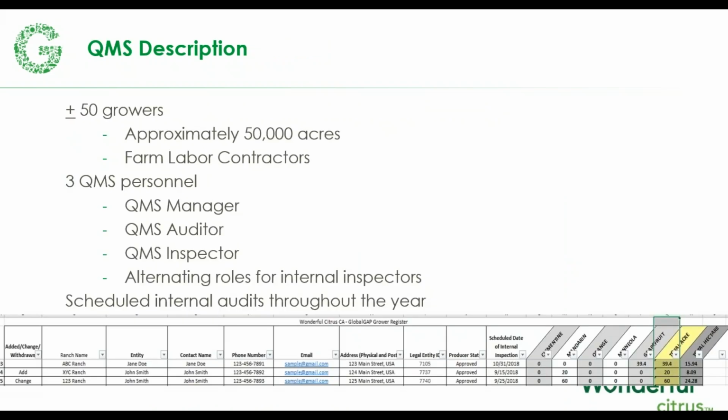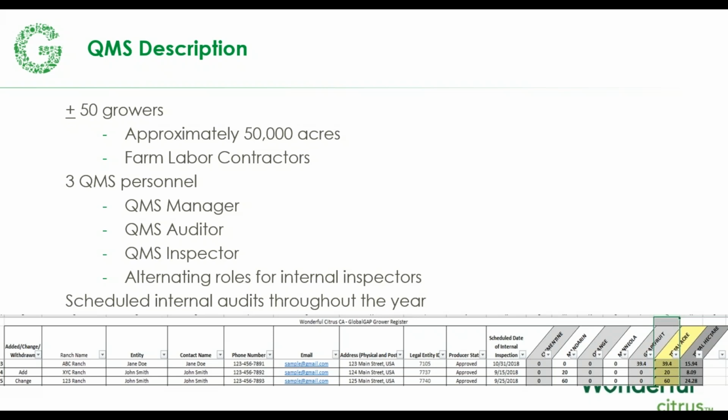If there were any additional documents that we needed to provide, we put them in a Dropbox, and at the end of the audit, when it was over, we took away the access for the auditor to look at those documents. Our operation currently includes, give or take, 50 growers. Those are outside growers, which are not owned and not managed by Wonderful Citrus. We do have approximately 50,000 acres with our owned properties, managed properties, and outside growers. And we also have farm labor contractors.